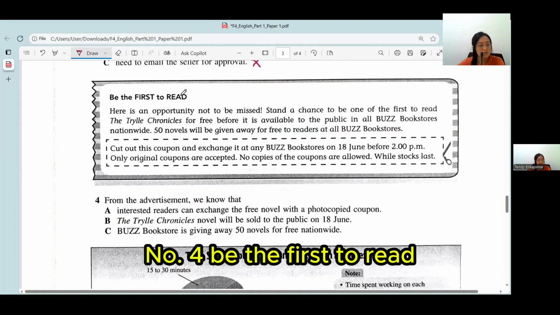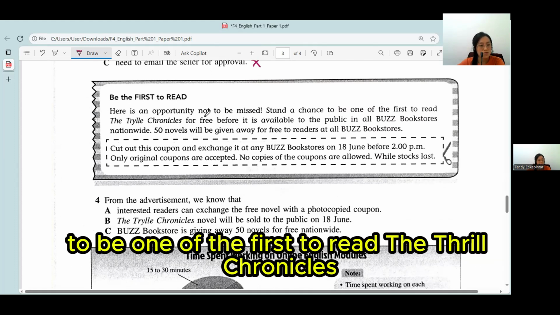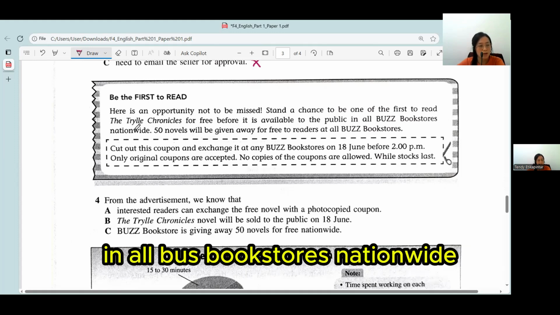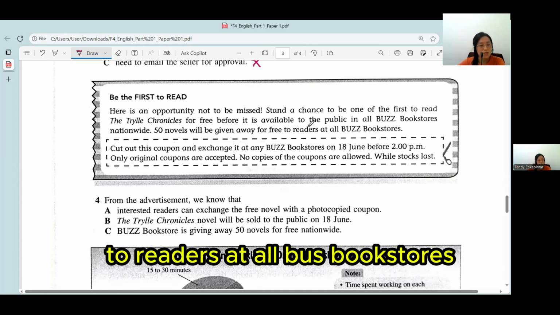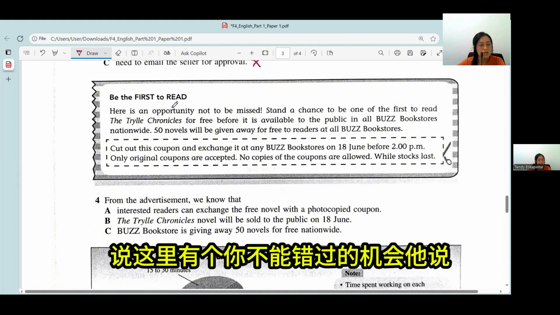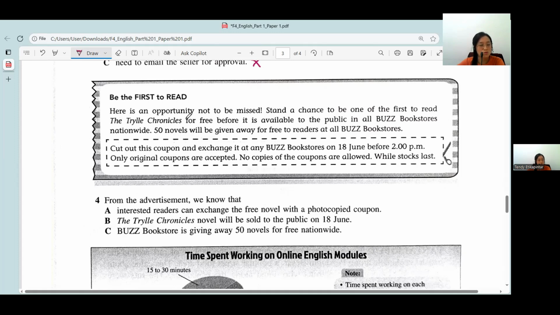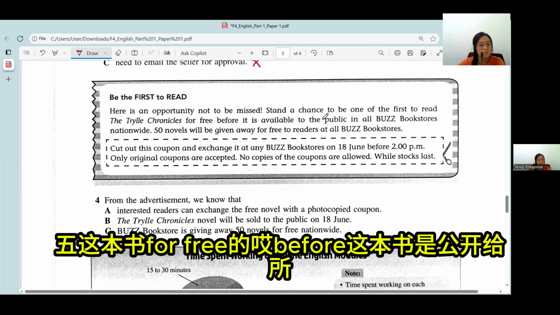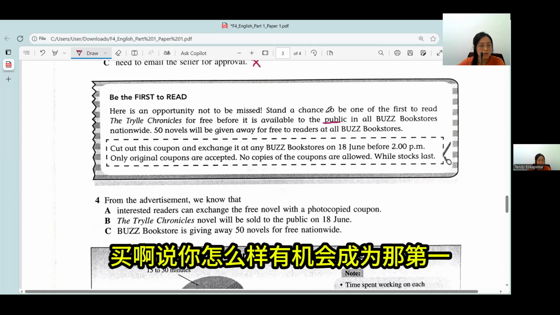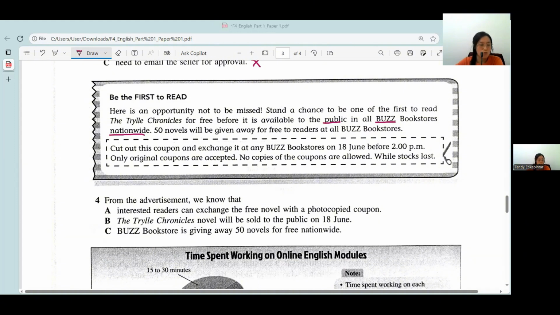Alright, number 4, be the first to read. Here is an opportunity not to be missed. Stand a chance to be one of the first to read the Trail Chronicles for free before it is available to the public in all bus bookstores nationwide. 15 novels will be given away for free to readers at all bus bookstores. So 这里上面其实讲的东西是跟什么有关？他说这里有一个你不能错过的机会。他说 stand a chance, okay, 成为有机会第一个读这一本书 for free 的，before 这本书是公开给大众去买。Nationwide means 全国性的.